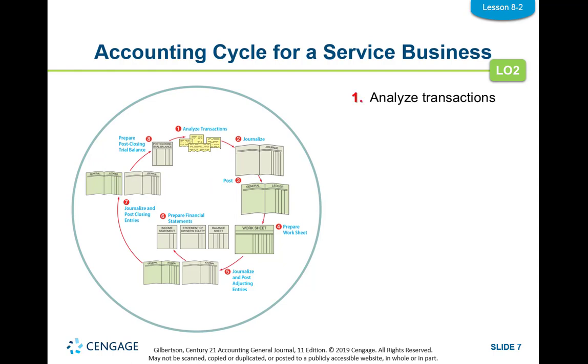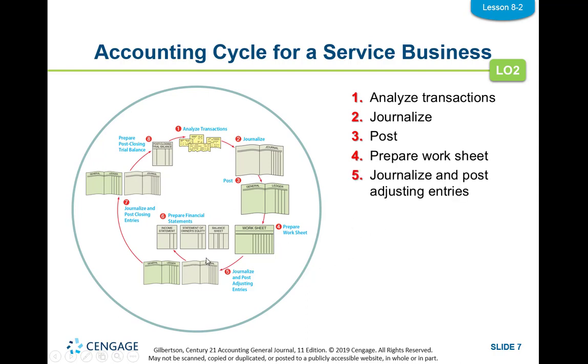The very first thing we're going to do is analyze transactions, taking a look at our source documents. Then we put them in a journal. After we journalize them, we go ahead and post them into our ledger. We continue to do that throughout my whole fiscal period. At the end of the fiscal period, that's where I'm going to go through and prepare a worksheet. That's the very first step at the end of the fiscal period. Once my worksheet is done, I'm going to prepare, journalize, and post my adjusting entries.